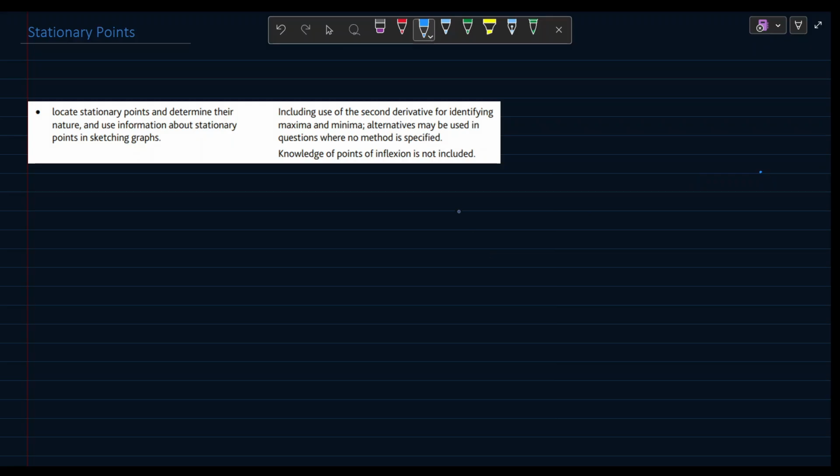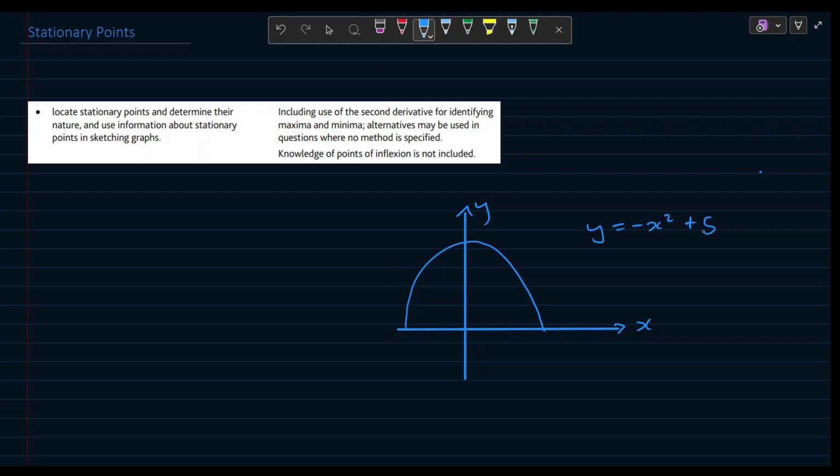So if you've got the graph of, for example, let's draw a Cartesian plane. This is the y-axis, this is our x-axis. So say we've got this graph. Say this is y is negative x squared plus 5, for example. The turning point is this point over here. And so in this case, we can tell that this is going to be a maximum point.